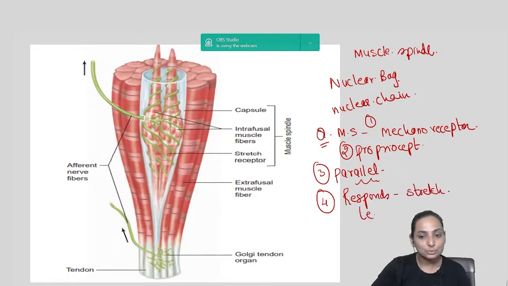Which length does it detect? Basically it detects both length, that is the static length as well as the dynamic length. However, when there is a dynamic length change, then you actually refer to it as the stretch reflex, right? But remember that these are the important points to be considered: mechanoreceptor, proprioceptor, present parallel to the extrafusal muscle fiber, responds to muscle length.